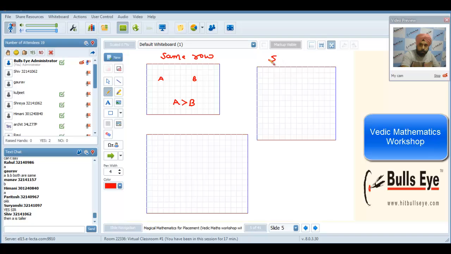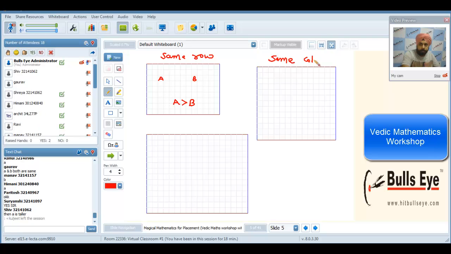Scenario 2. They are in the same column. If A is here and B is here, can we say, students, that in this case B will be shorter than A, or A will be taller than B, as B is the shortest person in his column? You all are getting that so far?